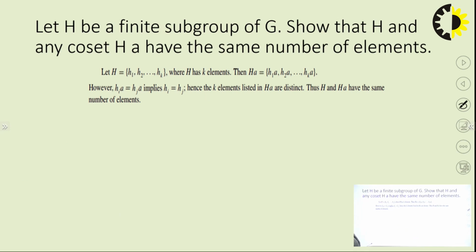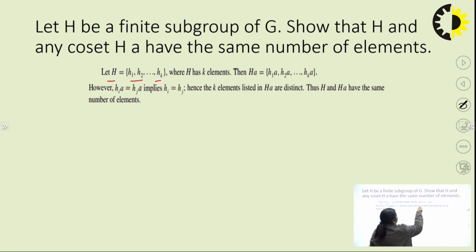Another thing we should know, a very important result: let H be a finite subgroup of G, then H, the subgroup, and Ha, any coset, have the same number of elements. We can prove this easily. Let H be {h1, h2, ..., hk}. It has k elements.